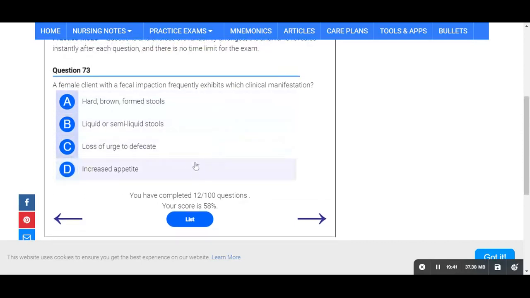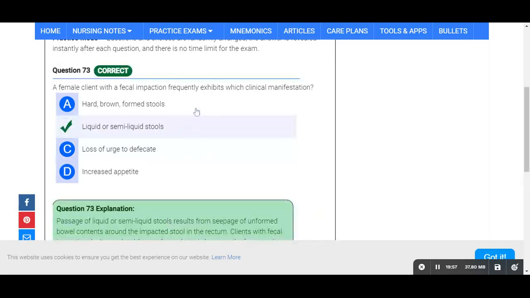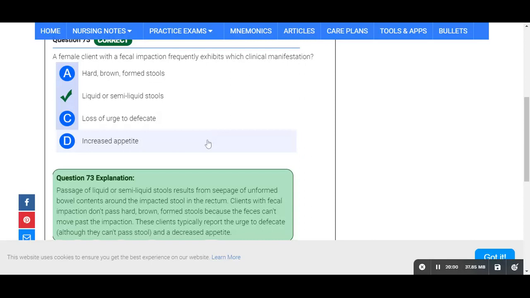I'm falling asleep. Okay. Female client with a fecal impaction frequently exhibits which clinical manifestation? Fecal impaction. I'm not sure. It's a liquid or semi-liquid stools.